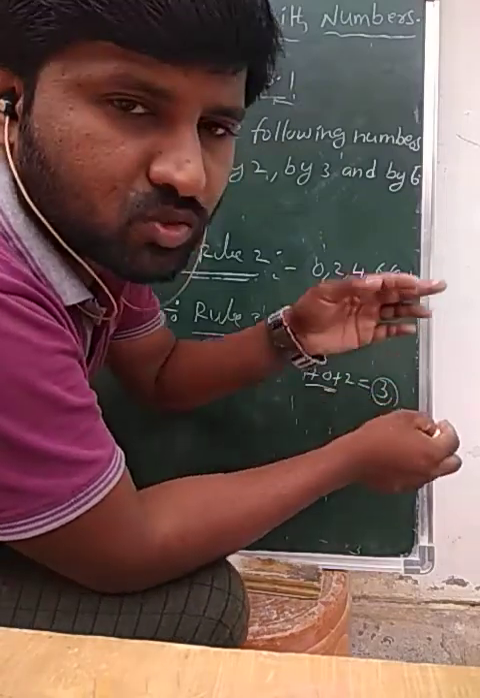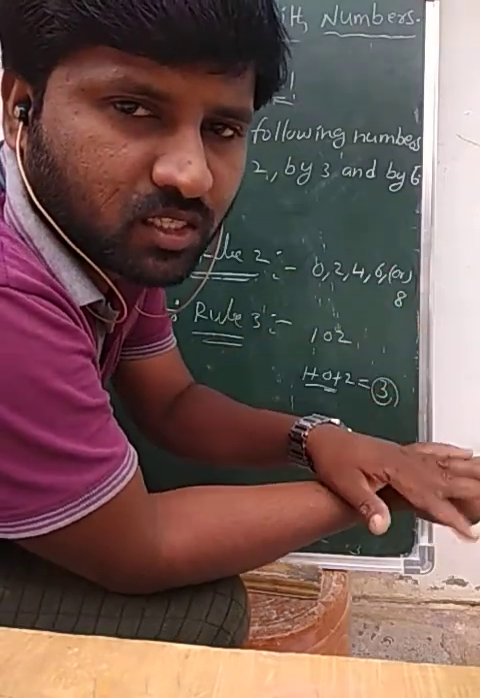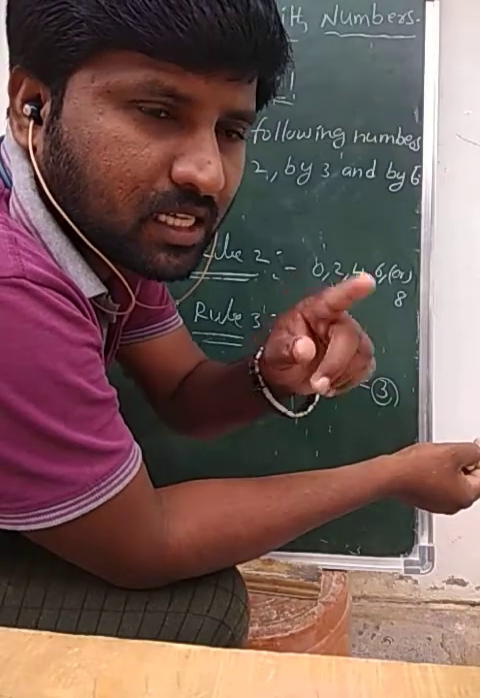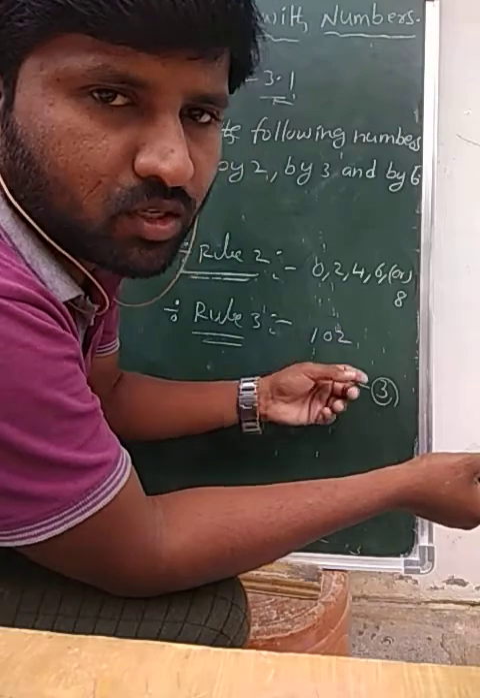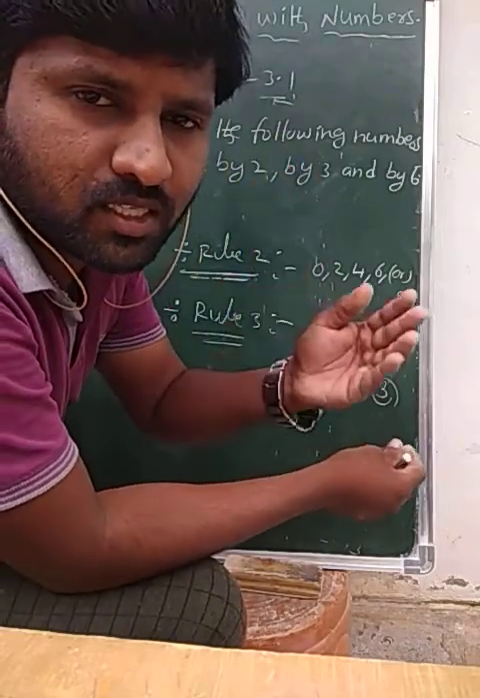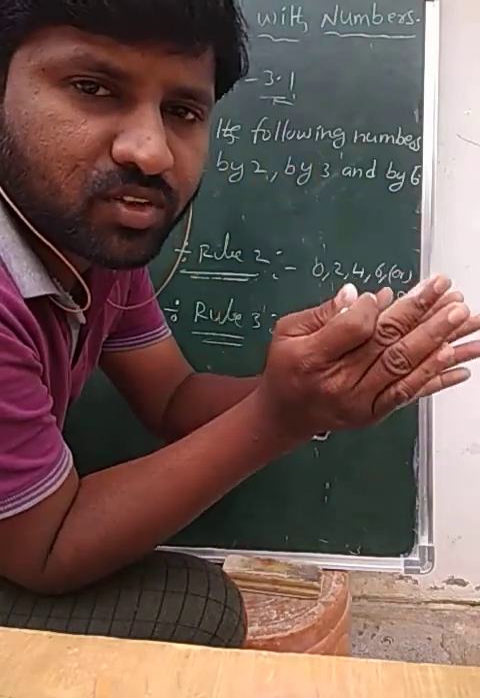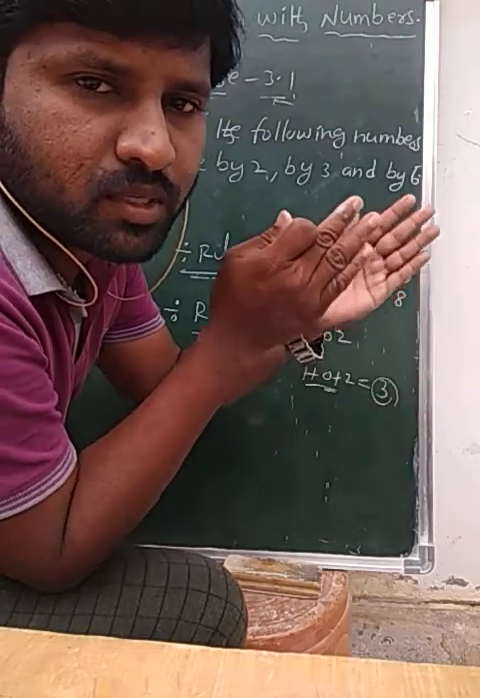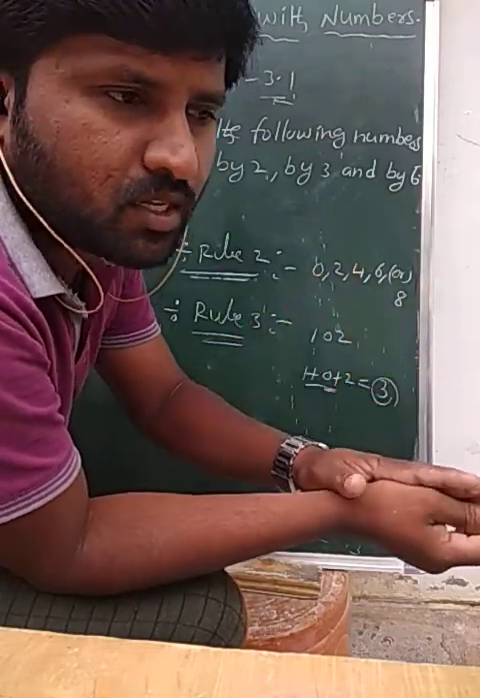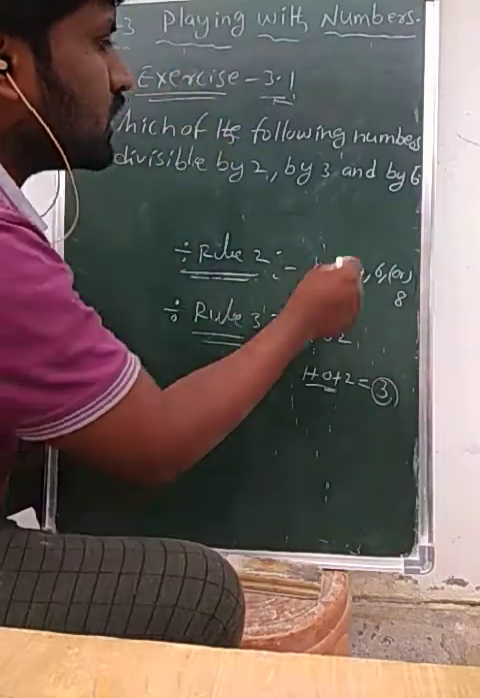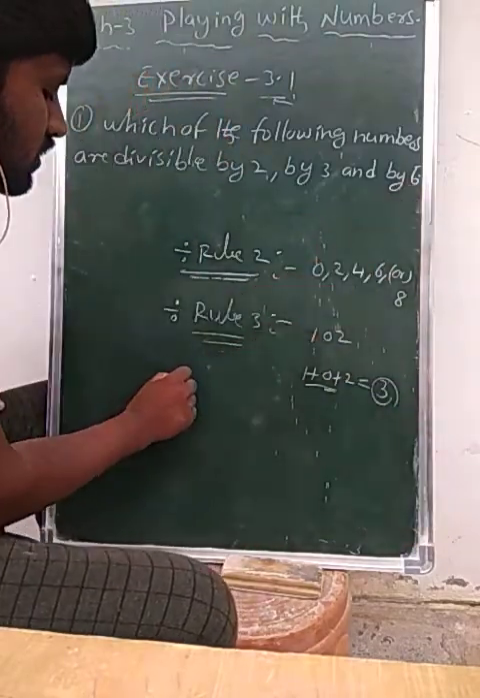Is 3 divisible by 3? Yes, 3 ones are 3. So the given number 102 is also divisible by 3. So if the sum of the digits of a number is divisible by 3, then the given number is also divisible by 3. And coming to the next, divisibility by 6.